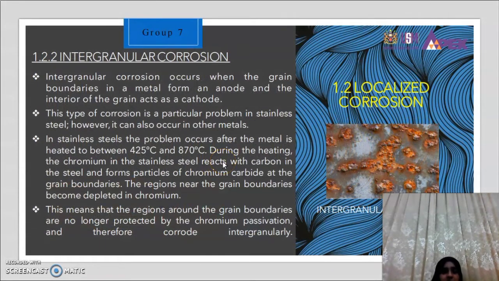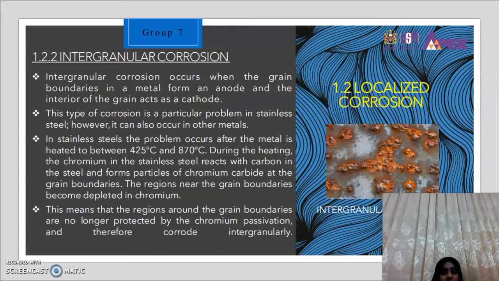Next is intergranular corrosion. Intergranular corrosion occurs when the grain boundaries in a metal form an anode and the interior of the grain acts as a cathode. This type of corrosion is a common problem in stainless steel. However, it can also occur in other metals.